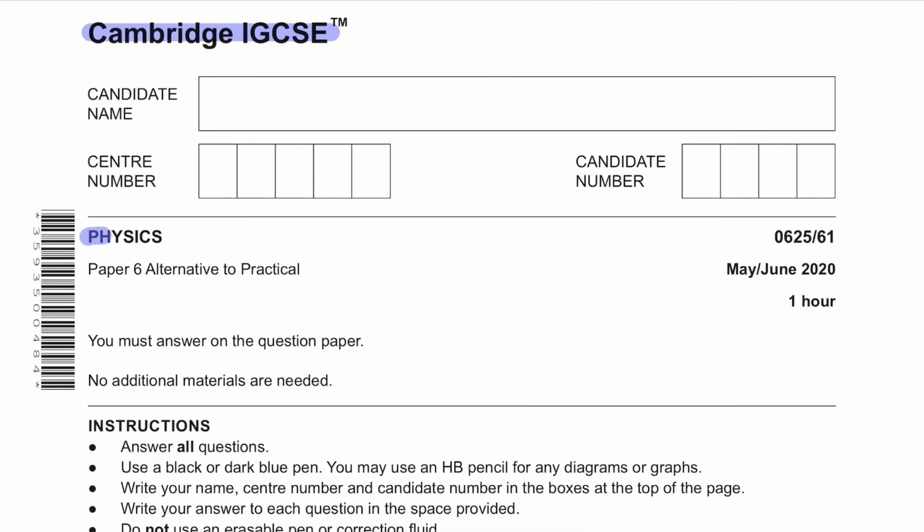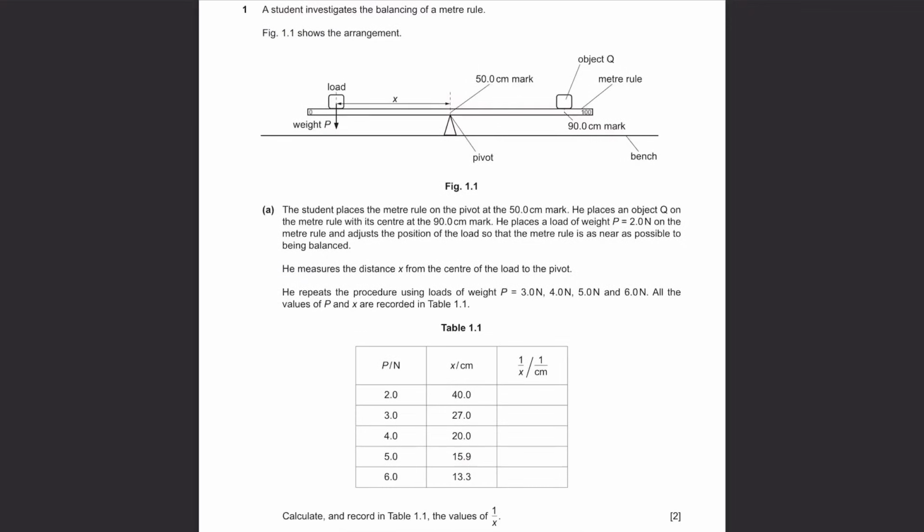Cambridge IGCSE Physics May June 2020 Paper 6 in one video. Question 1. A student investigates the balancing of a meter rule. Figure 1.1 shows the arrangement.